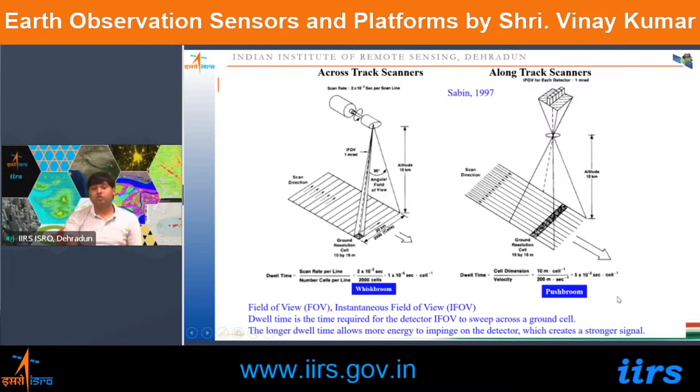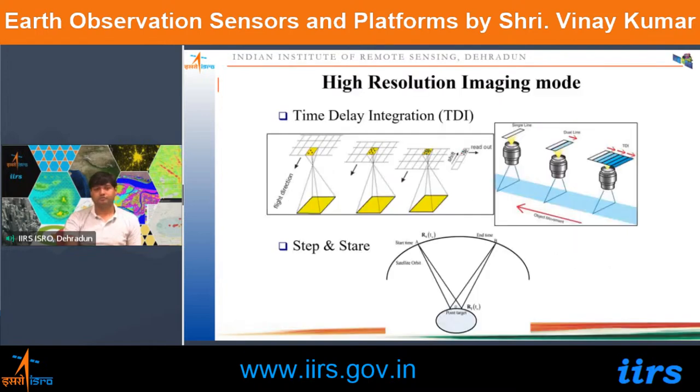But there are a few limitations also with the along-track scanner, because we have thousands of detectors placed in a linear array, so sometimes cross-calibrating the detectors is difficult. But in the case of the whisk-broom scanner, you have a single detector. So some advantages are there with the whisk-broom scanner also, and some advantages are there with the push-broom scanner also.